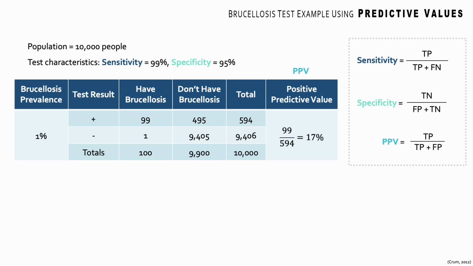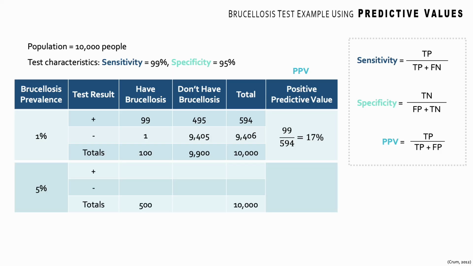Now let's look at what happens when we increase the brucellosis prevalence in the population from 1% to 5%. If we go through the same steps using the 2x2 table format, we then get a predictive value of 51%. So you can see when prevalence increases, the effect on predictive value is dramatic.